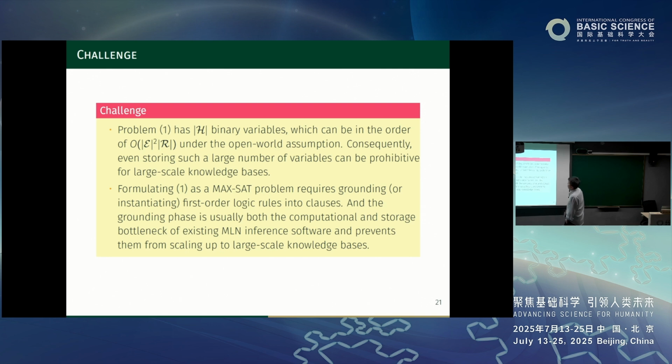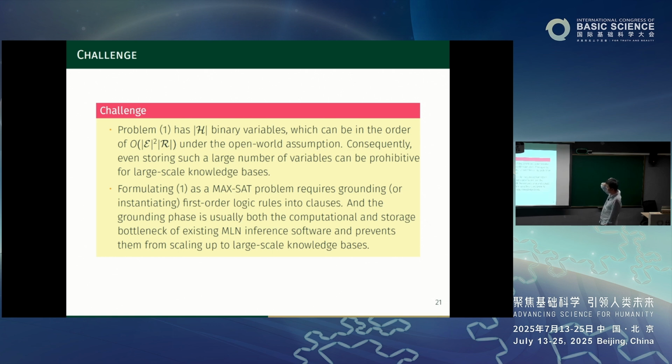Problem 1 has H, the unobserved facts, these binary variables. It can be on the order of E squared times R, where E is the number of entities and R is the number of relations, under the open world assumption.